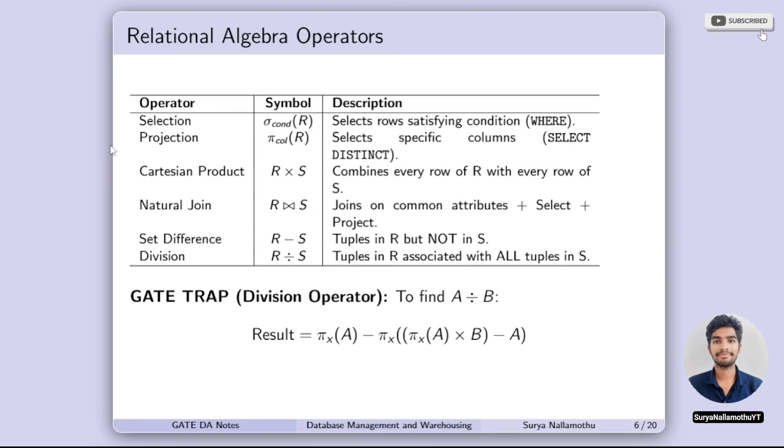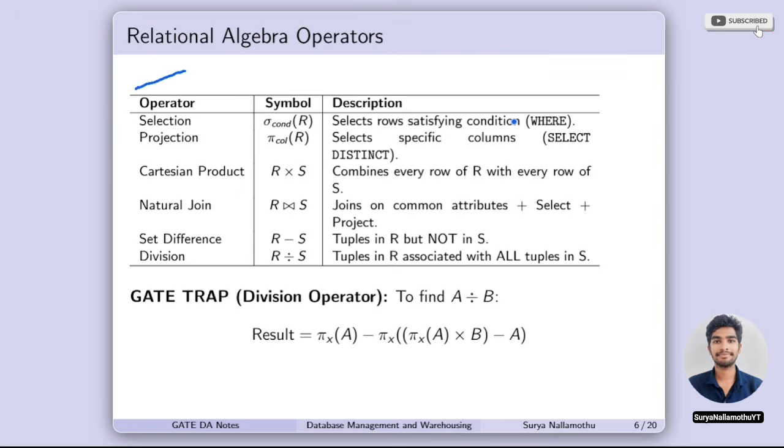Next, the relational algebra operations. These are important, and there is definitely a question that will be asked in the GATE exam. Here the operator selection means we select rows by satisfying the condition.